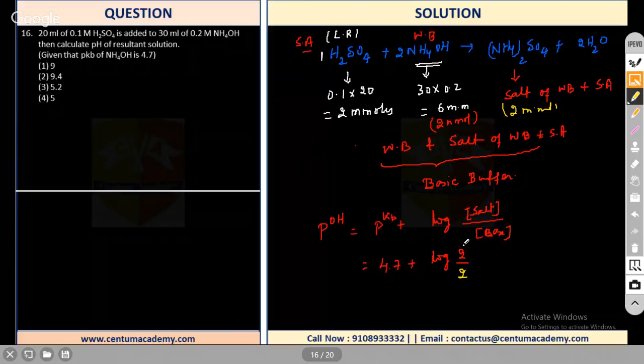Okay, so the answer here will be what? The value of log 1 is 0, POH is 4.7. So pH will be what? Is there any temperature given? It's not given, so we'll assume 14 only. So 14 minus 4.7, and you will approximately get 9.4 according to the option I'm telling you. So option B is correct over here. Right? Option B is right.